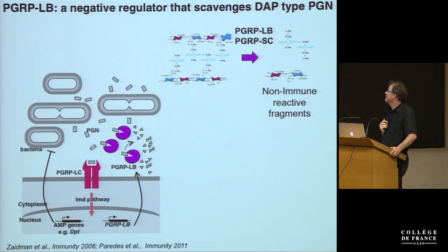And one interesting negative regulator of the immune response is called PGRP-LB. So you see the gene PGRP-LB is activated by the IMD pathway, but PGRP-LB is an enzyme that can cleave peptidoglycan into fragments that can no longer activate the immune response. So it can shut off the immune response. So you see here, bacteria divide, release peptidoglycan, which binds to PGRP-LC, this activates the IMD pathway, production of antimicrobial peptides, but at the same time, production of PGRP-LB that can scavenge peptidoglycan and shut off the immune response.